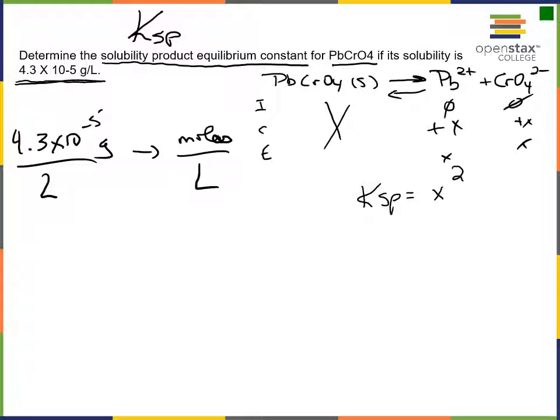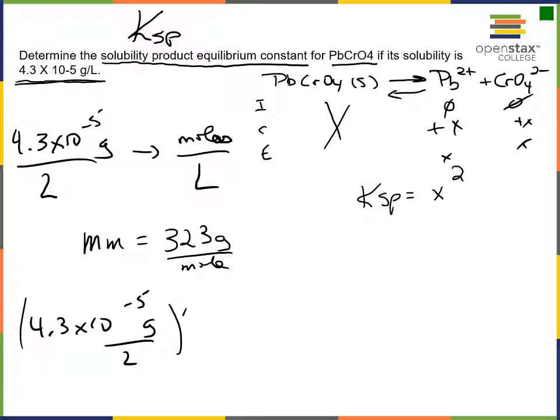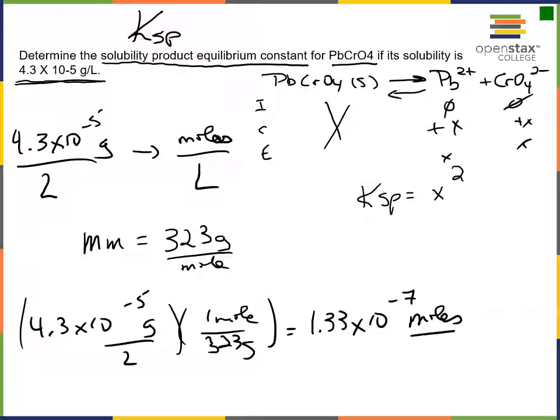All right, so let's get ourselves a molar mass. If we look at the molar mass of the lead chromate, we're going to realize that it has a value of 323 grams per mole. So if we're going to take 4.3 times 10 to the minus 5 grams per liter, realize that we've got 1 mole for every 323 grams. We're going to get a concentration of 1.33 times 10 to the minus 7 moles per liter.